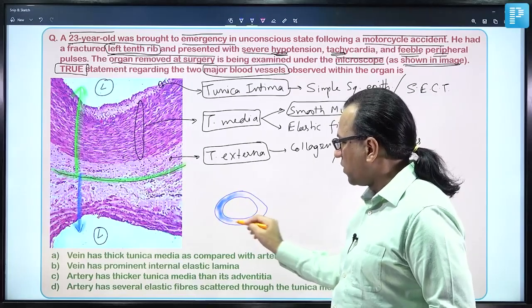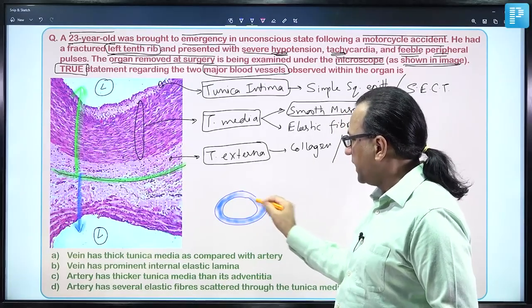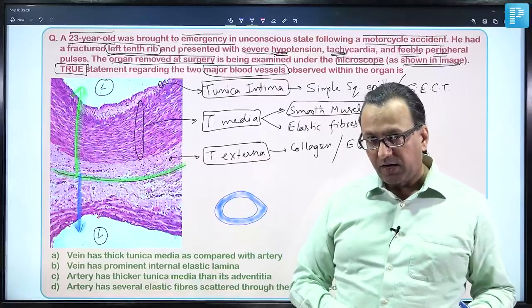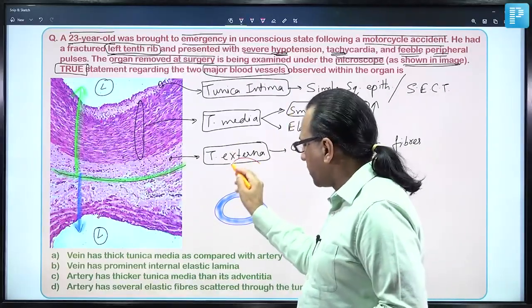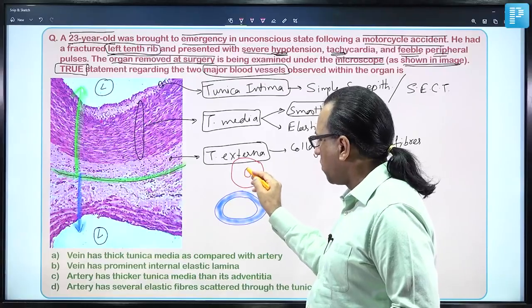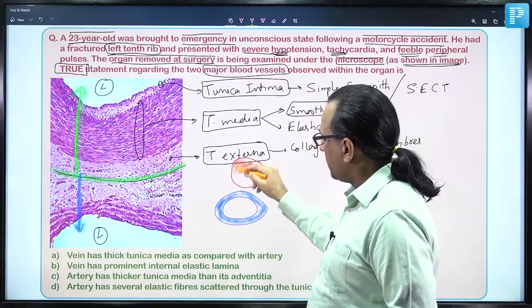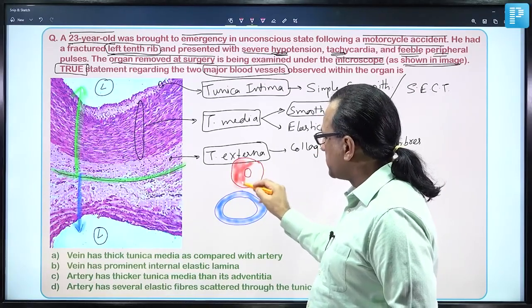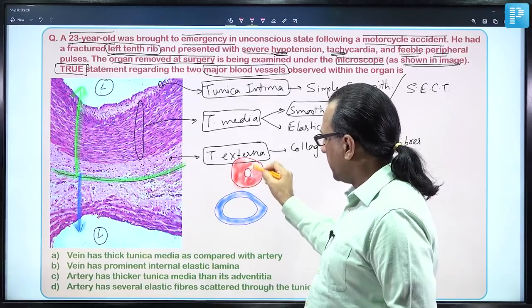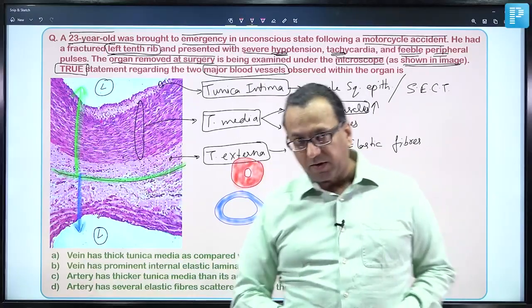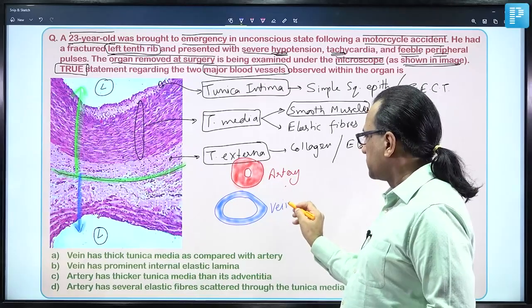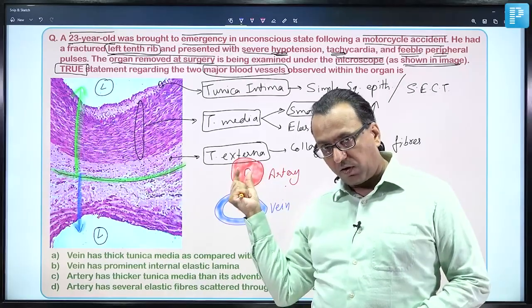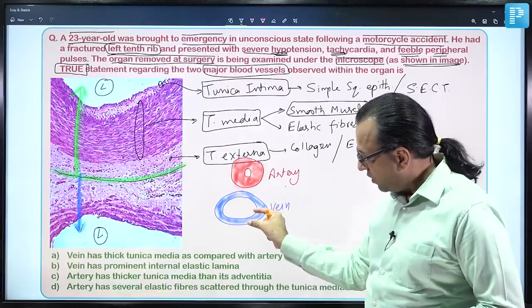So the components of the wall are thin as compared with the artery. Let us draw a schematic diagram of an artery as well. In case of an artery, the lumen will be small, and comparatively the components of the blood vessel wall will be thicker. And more so, when you compare an artery with a vein, it is understood artery will have a thick wall and vein will have a thin wall.